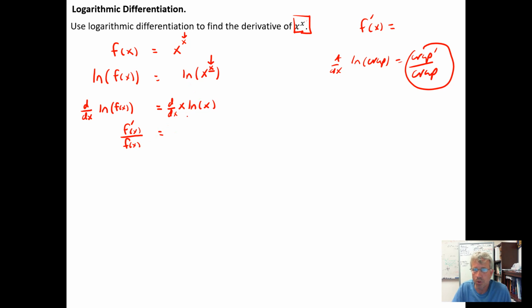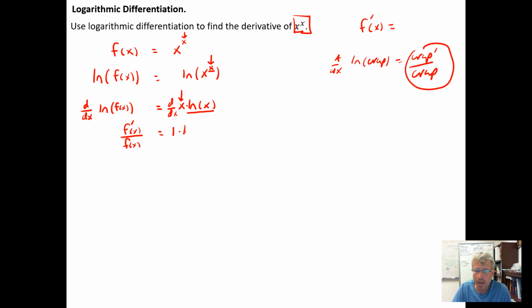And this is going to equal, over here, what I want to notice, I have the product of two functions. I have the function x being multiplied by the function natural log of x. And because I have a product of two functions, I'm going to use the product rule. And the product rule says take the derivative of the first function and multiply it by the second one. So the derivative of x is 1.